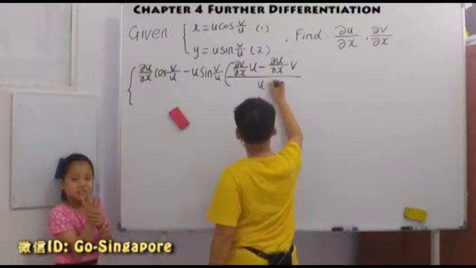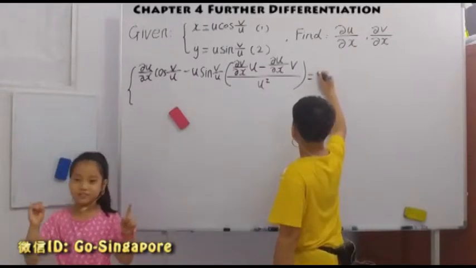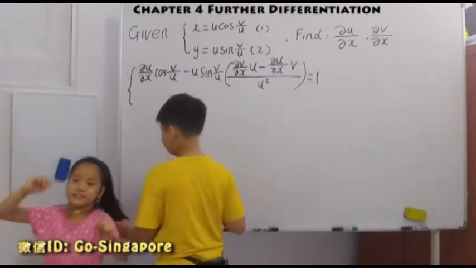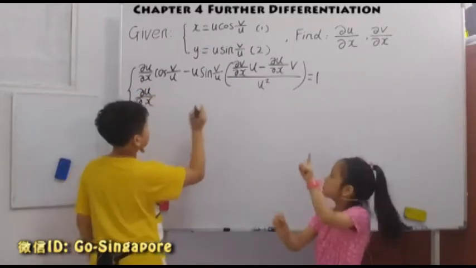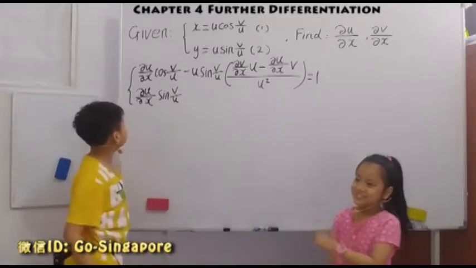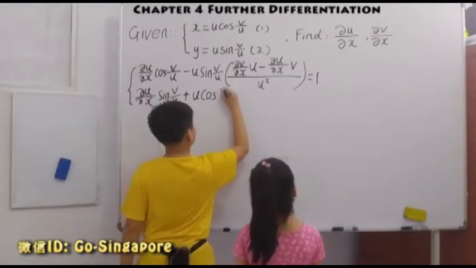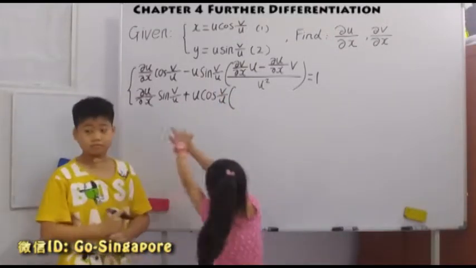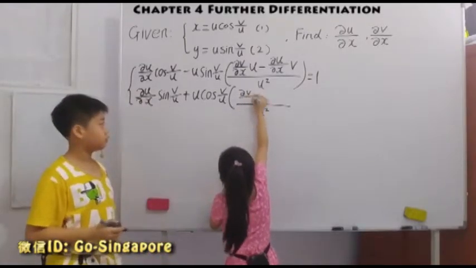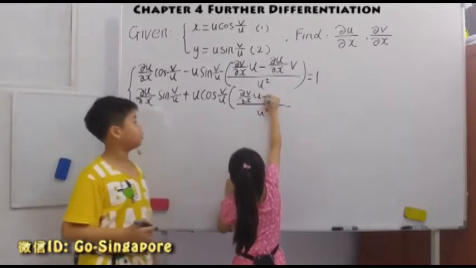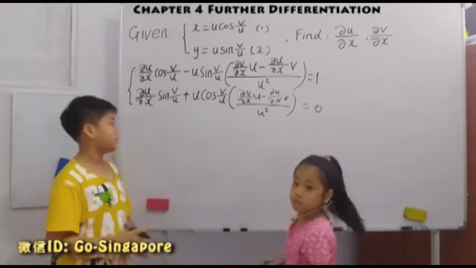Equals 1 or 0? If it's x, it's 1. If it's y, it's 0. So here, same thing: partial u, partial x, sine v over u. Then it's a plus. Here the sine becomes cosine, but it's still positive. Below is u squared. Then partial v, partial x, u, partial u, partial x, v. Very good.